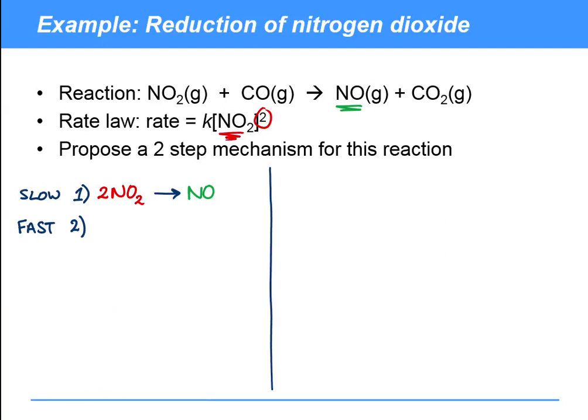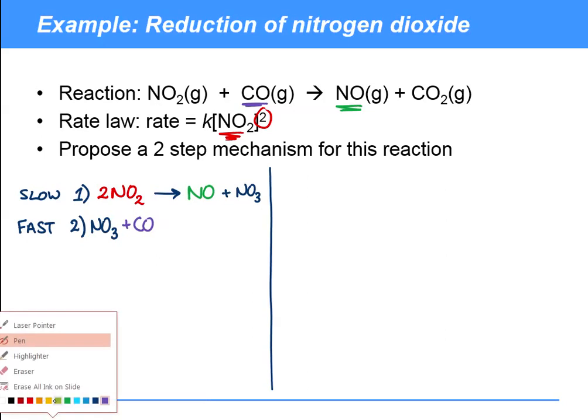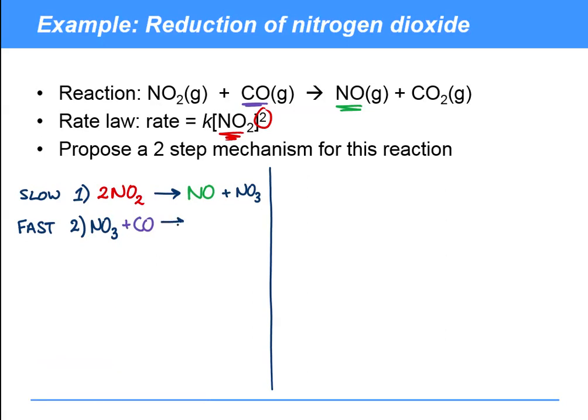If we count up our atoms, we've got to have an NO3. This is going to be a reactive intermediate because it's not a product. So immediately I'll pop that into my fast step because I know I've got to get rid of it. Then I think about what other reactants I've missed. The other reactant I missed is carbon monoxide, so I better put carbon monoxide in. And what's that going to make? Well, I've got to make a CO2, so I'll put a CO2 in.